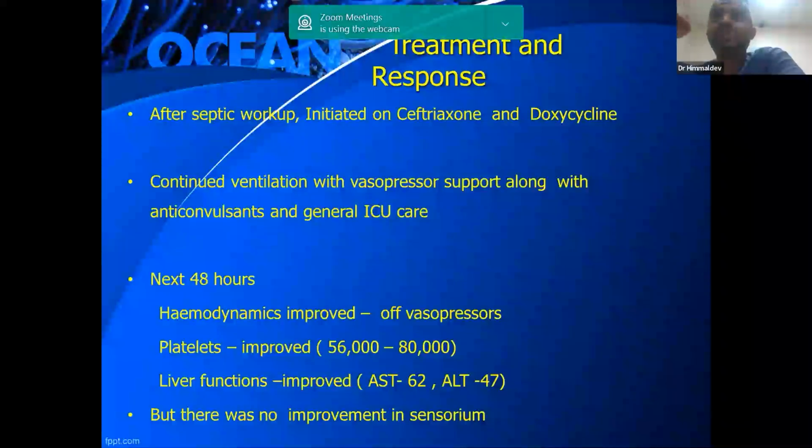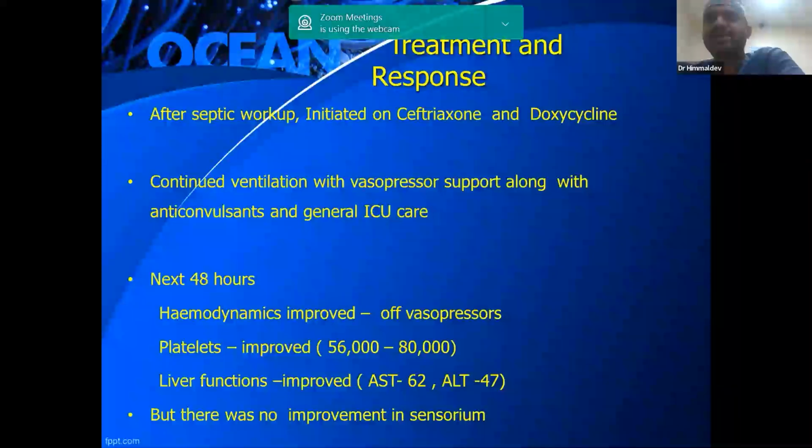We also send routine cultures before initiating antibiotics. This was a somewhat earlier case, so we had to send something called the Weil-Felix test, which is used for the detection of rickettsial infection. So all these tests, which cover all tropical infections, were sent. Along with it, we sent a blood culture also because we wanted to rule out sepsis. And then we started him on antibiotics.